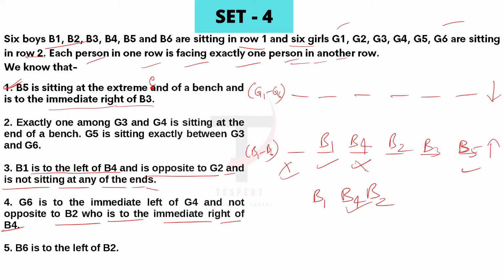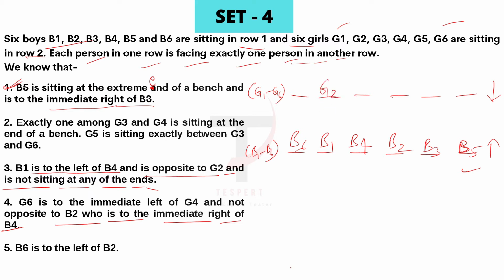Hope you understood this. And the only arrangement which is left as far as boys is concerned is B6, which will take the extreme left end. Now let us fill girls. In the third statement it is given that B1 is to the left of B4 and is opposite to G2. B1 is opposite to G2, which means G2 will come here.